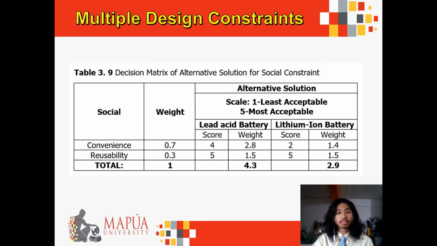Lastly, when considering the social constraint on mobility, using a lead-acid battery or using a lithium-ion battery were the primary solutions compared. In this last constraint, lithium-ion batteries were much preferred because it is more efficient and easily rechargeable.